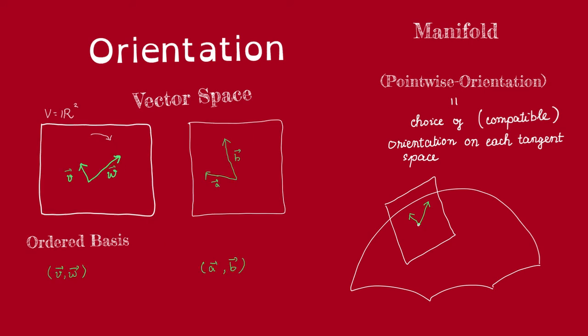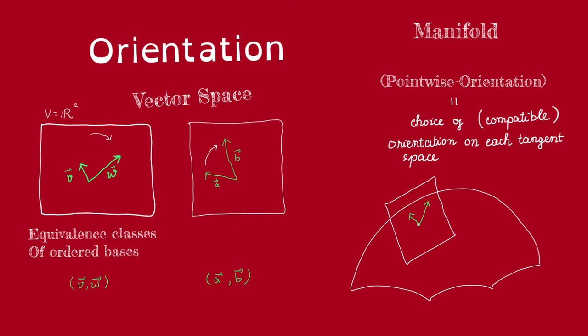That is a good start, but there is some issue here. For example, let's look at another ordered basis as drawn in this picture, this A, B. Even though this is a different ordered basis, intuitively this should correspond to the same orientation as V, W, because this should also describe the clockwise orientation. So we should instead think of orientation as equivalence classes of ordered bases. These two ordered bases should somehow be treated as equivalent. So how do we define this equivalence relation? Intuitively, we can see that this should be equivalent, but how do we capture that formally?